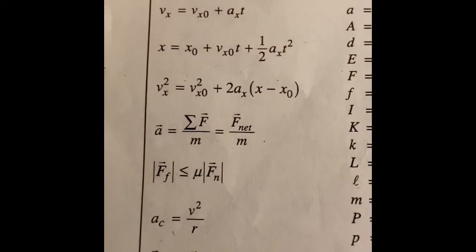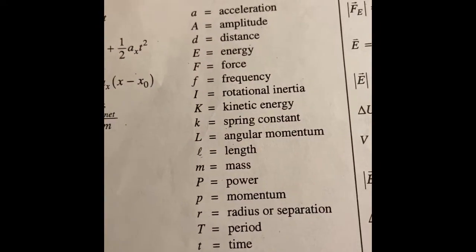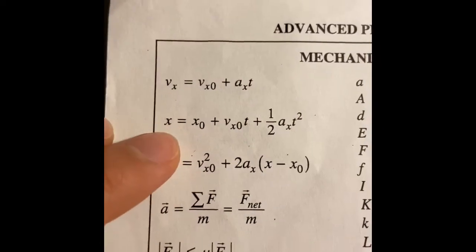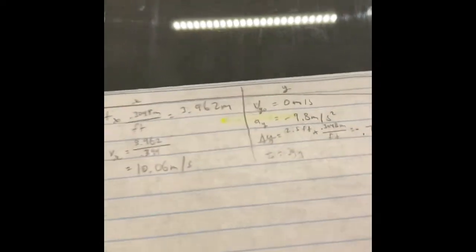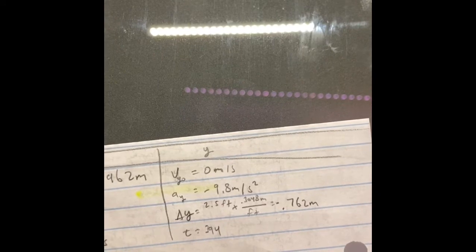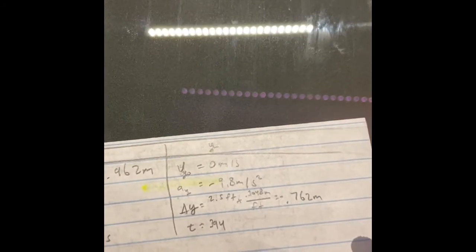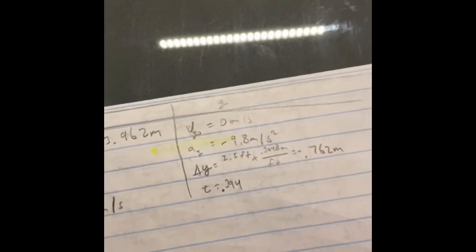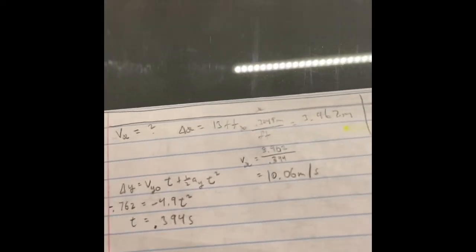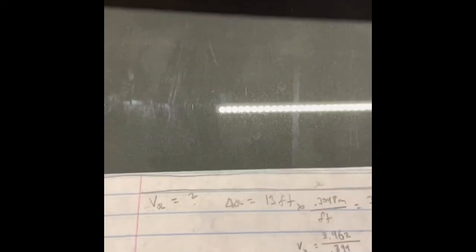So then I shifted to kinematics. I used this equation, the second one. Obviously you split it up into the y and x variables. So I had Vy naught, acceleration in the y direction, and delta y, which I measured, all shown in the video. So then I was able to find that the time it took was 0.394 seconds, and I was able to find Vx.